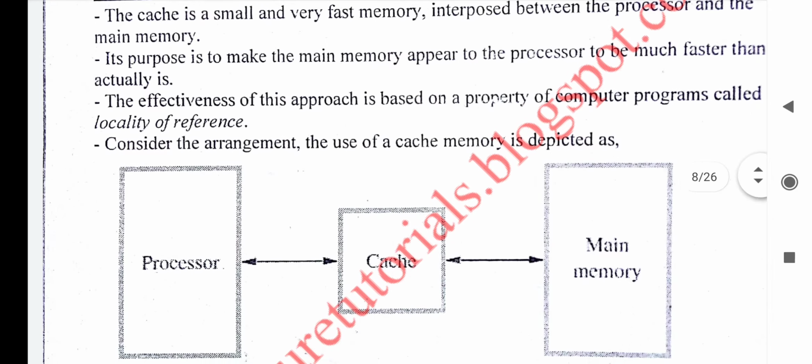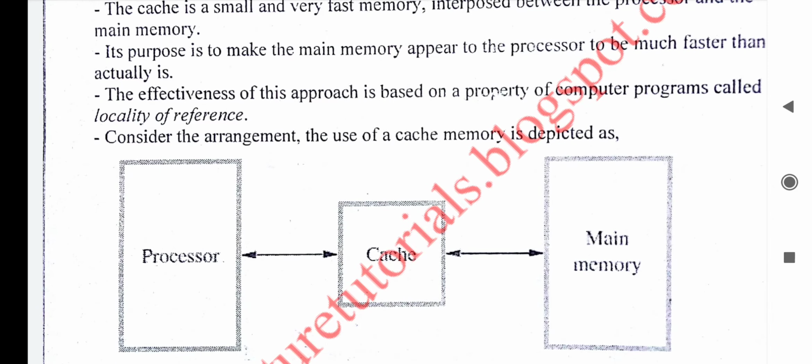You see the diagram here. It is main memory. In between processor and main memory there is a cache memory. The effectiveness of this approach is based on the property of a computer program called locality of reference.